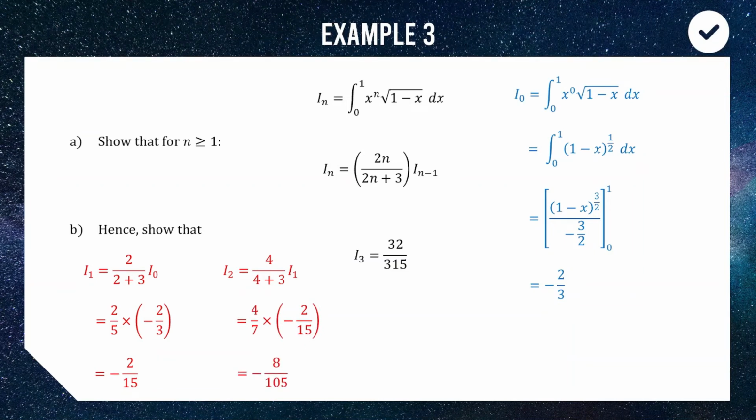And now to finish off, we use I2 to get our value for I3. So we get 6 over 9 times I2, which is not the answer in the question. Oh my God, that sucks.